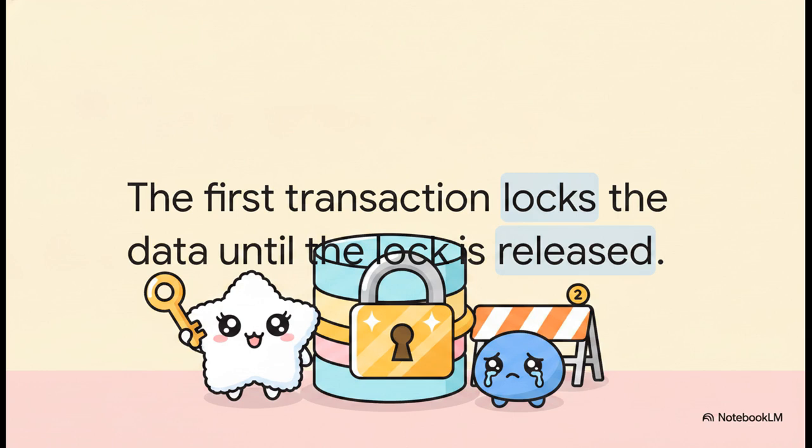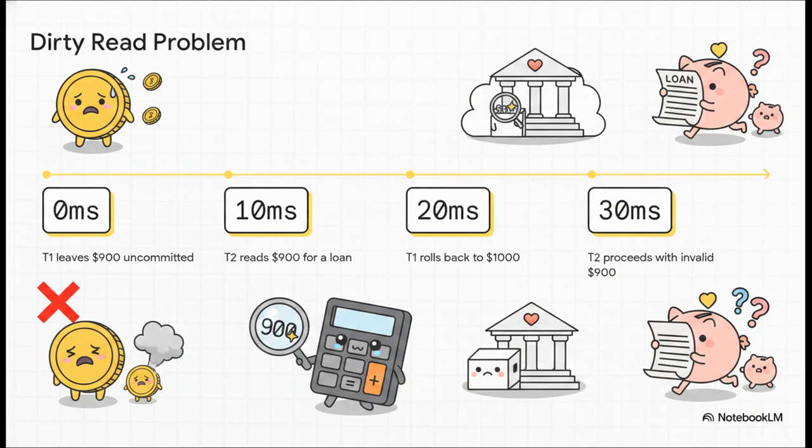And then we have the uncommitted dependency, mostly known as a dirty read. This one is super suspenseful. Transaction 1 deducts money, but hasn't committed it yet. Transaction 2 sneaks in, peeks at that uncommitted temporary balance, and uses it to approve a loan. But suddenly, transaction 1 hits a snag and rolls back to the original amount. Now, transaction 2 is out there in the real world using invalid data that essentially never existed. It's a terrifying chain reaction of bad math.